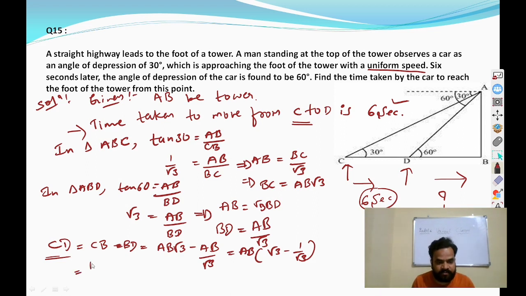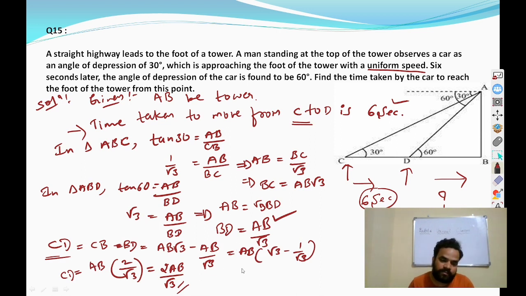So it is equal to AB into, taking root 3 as LCM, root 3 into root 3 is 3, 3 minus 1 is 2, so 2 by root 3. This is CD. CD is equal to 2AB by root 3. So we got this distance now. To cover this distance, it is taking 6 seconds. And we know BD also. To cover this AB by root 3 distance, how much time it is taking, that we need to find.